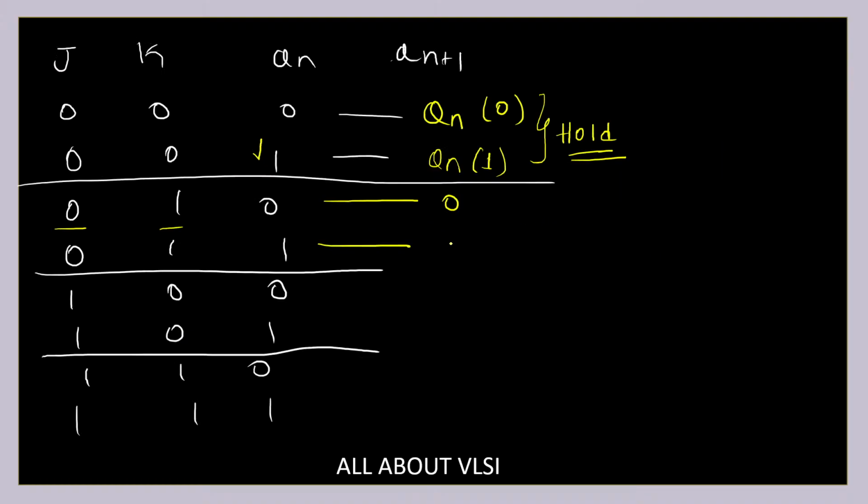So whenever your J is equal to 0 and K is equal to 1, whatever may be your present state, your next state will be equal to 0. So this is nothing but my reset condition. Whenever your J is equal to 0 and K is equal to 1, it's a reset condition.